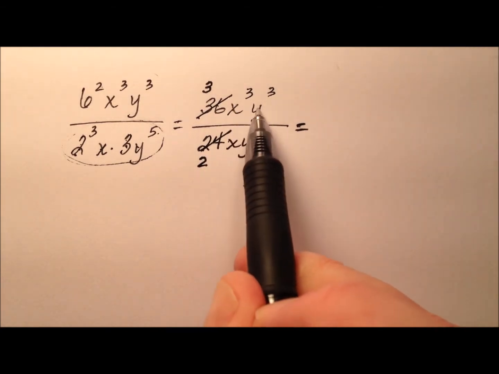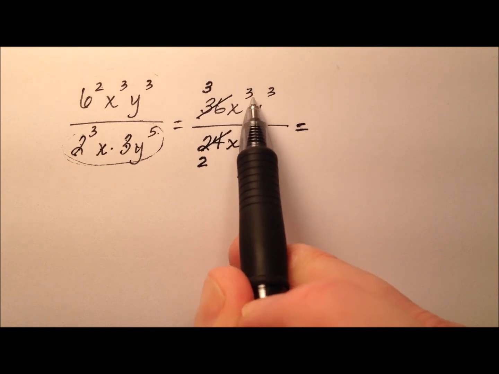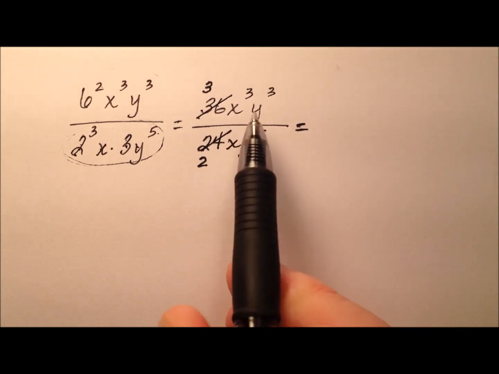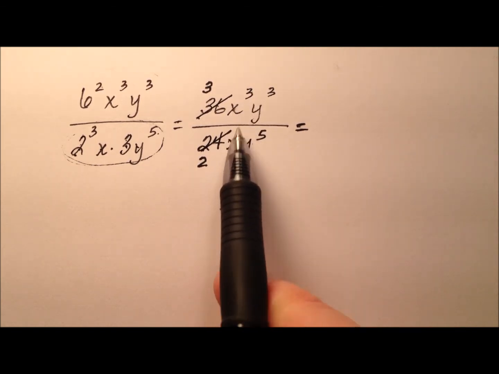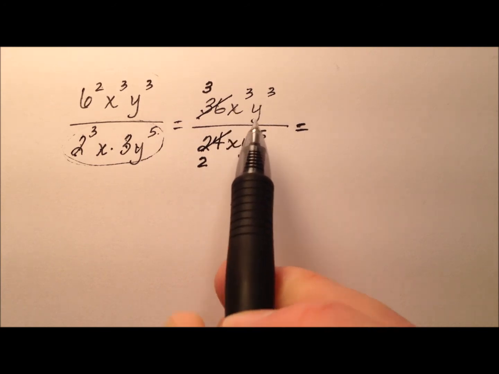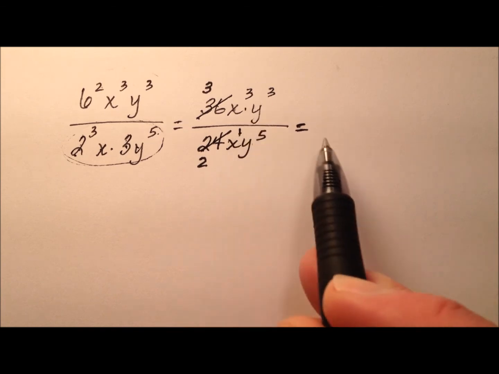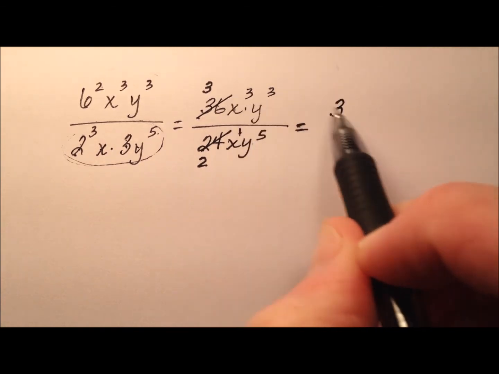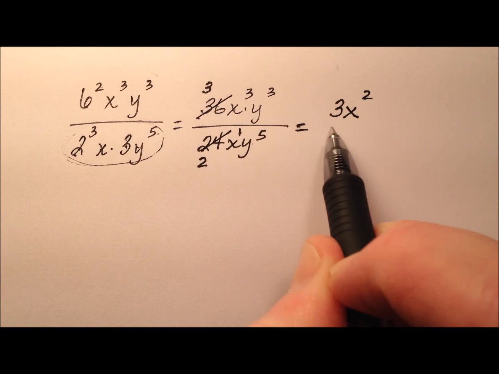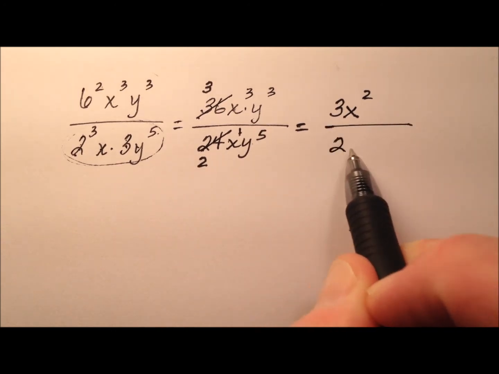So let's now look at our variables. We have x cubed in the numerator and x in the denominator. So remember, when we're dividing like bases, we can subtract their exponents. And the exponent here is a 1. So 3 minus 1 is 2. So in that numerator, along with the 3, I'll have x squared. And that denominator was 2.